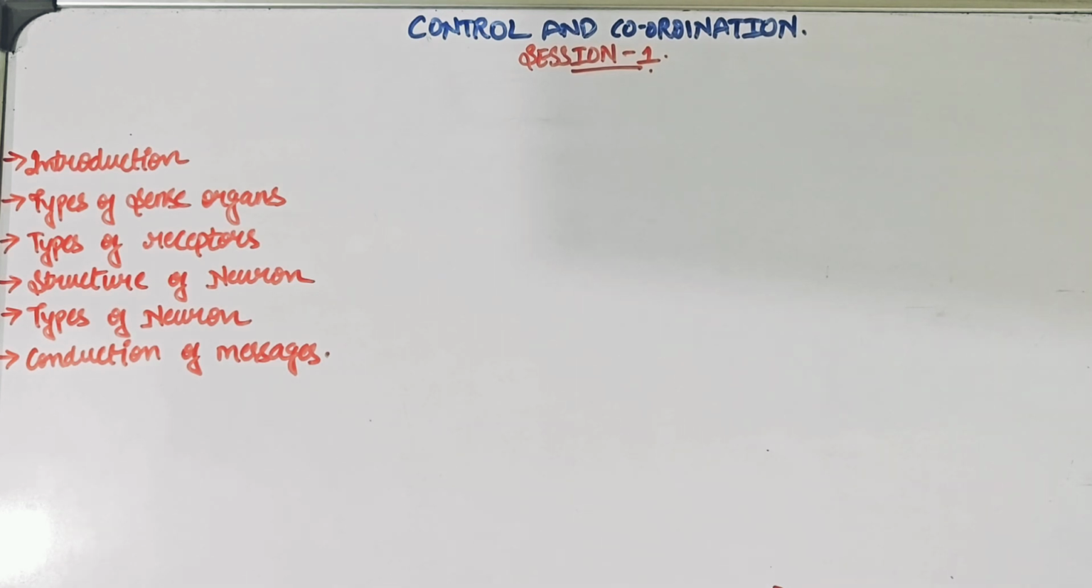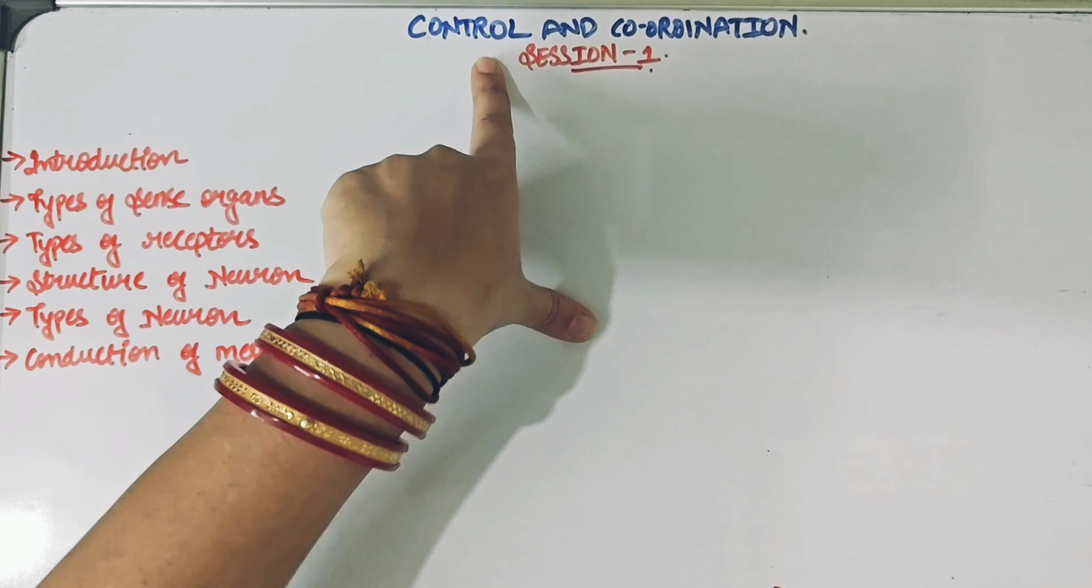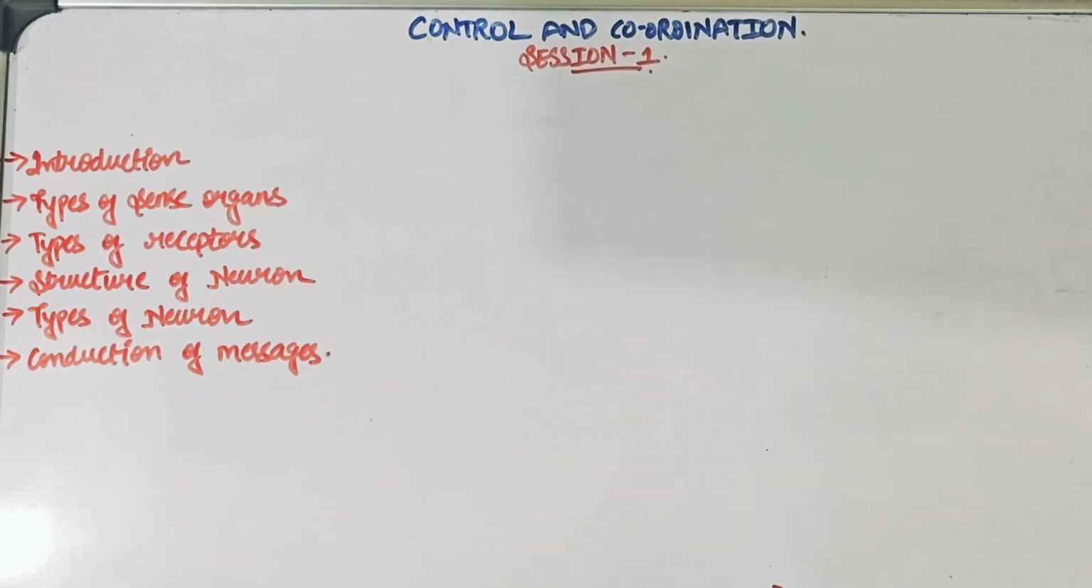So it's the first session on the next chapter that we are dealing with today, which is control and coordination. A very important chapter, children, so I would advise you all to pay attention while you see the videos. And in today's session, these are all the subtopics that we are going to cover. First of all, we are going to see an introduction. What is the meaning of the title of the chapter, which is control and coordination?